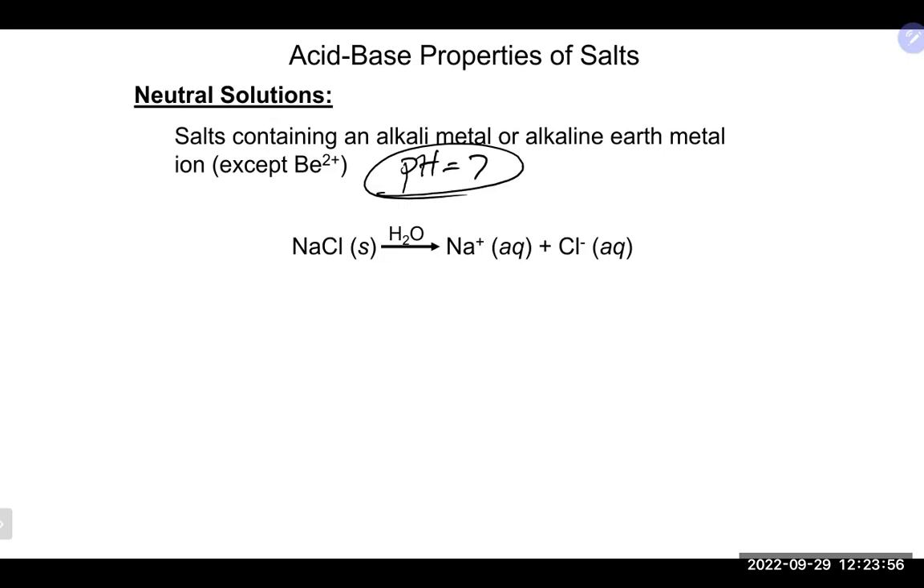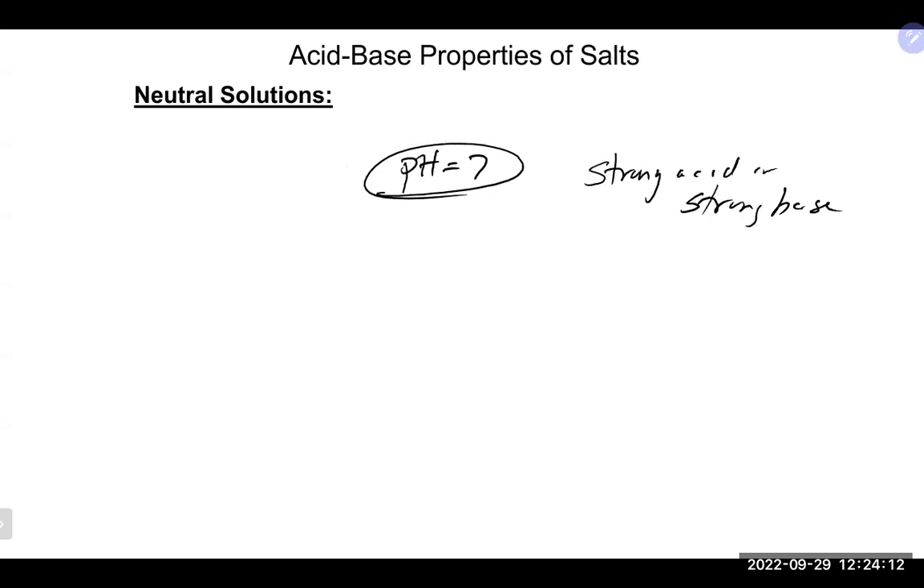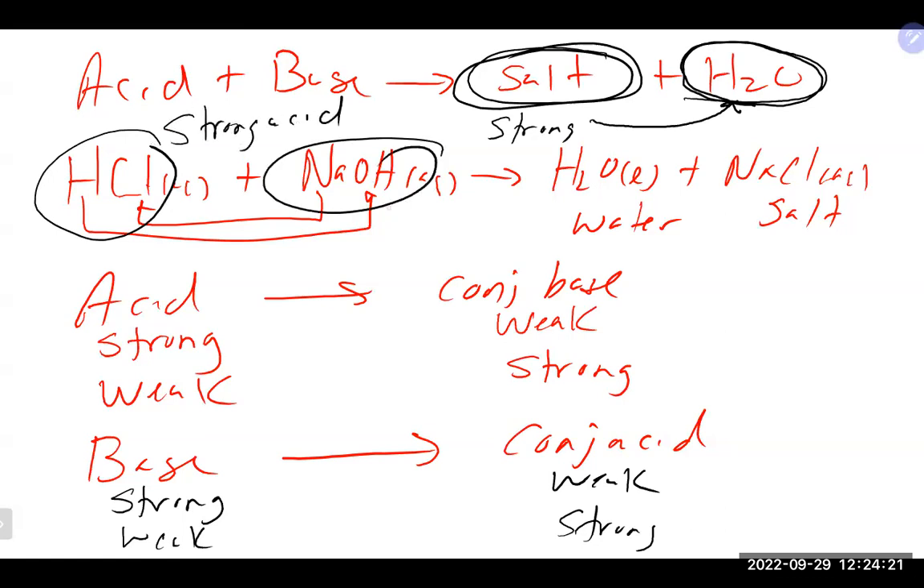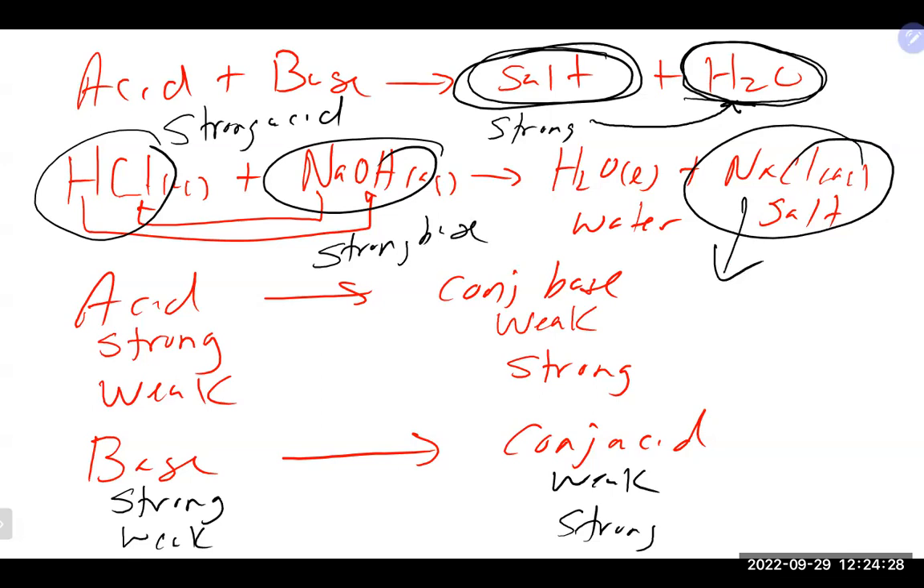Anything that comes from a strong acid or a strong base is going to yield you a salt that's going to be neutral because they're both going to be weak. And we saw that on the previous page where I wrote this equation right here. That is a strong acid. That is a strong base. And the salt we made came from a strong acid and a strong base.